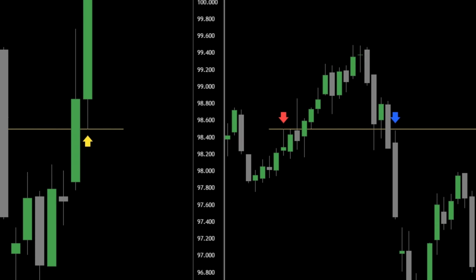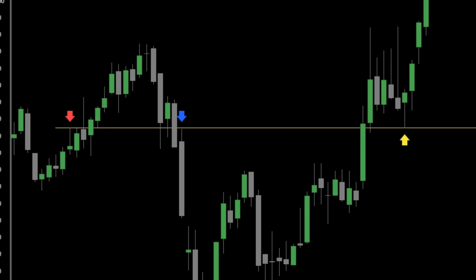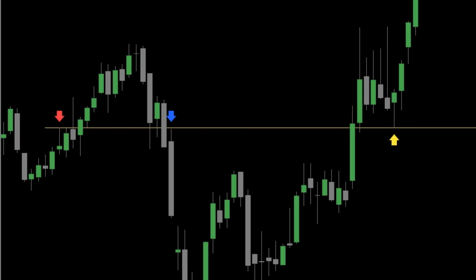Now let's look at the daily chart. On the daily time frame, the blue arrow marks a strong bearish candle that formed earlier. This candle represents a local supply area, and traders often watch these candles as potential reaction zones. However, this daily supply sits right inside the weekly fair value gap.